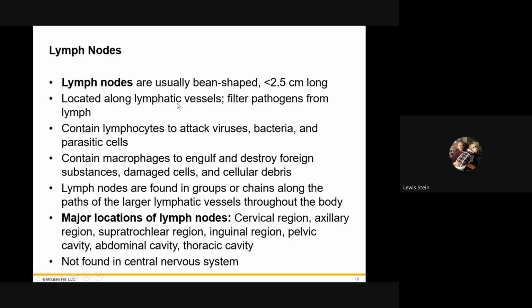So lymph nodes along the vessels and a concentrated area where they're most likely to encounter problems, and they'll attack anything that shouldn't be there. And they'll have white blood cells there called macrophages, which come from monocytes, and they may be just attacked right there, neutralized, and gobbled up. So lots and lots of different chains, big chain areas, cervical along your neck and head area, the axilla, beg your pardon, we discussed. Supratrochlear is elbow area, the inguinal area, pelvic, inside pelvic cavities, even in the thoracic cavity.